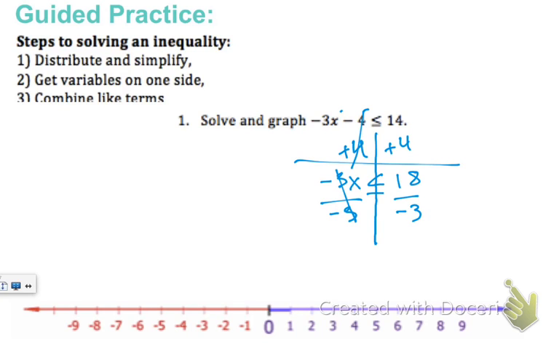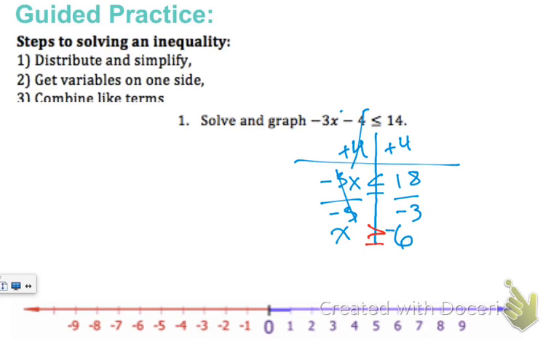And now here's the very important part with inequalities. Anytime you divide by a negative coefficient, the rule is that you must change the direction of the inequality. So instead of less than or equal to, x must now be greater than or equal to the value on the right. So 18 divided by negative 3 is negative 6. So to represent this on our number line, we're going to find negative 6. And there it is.